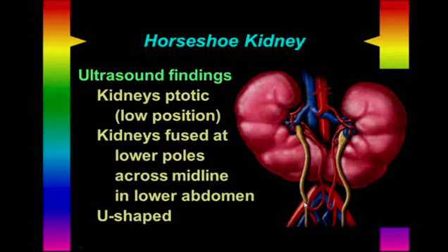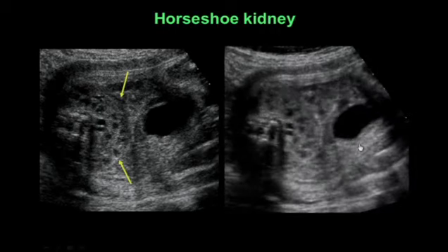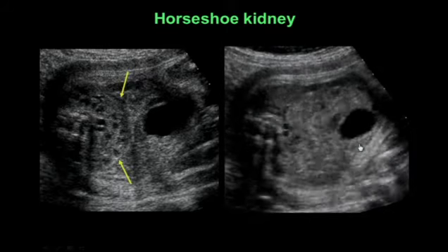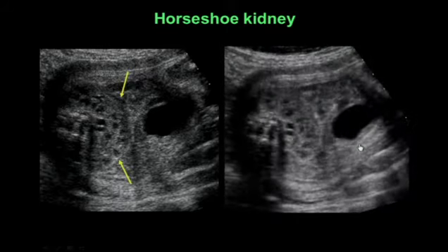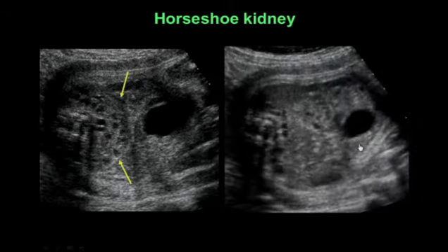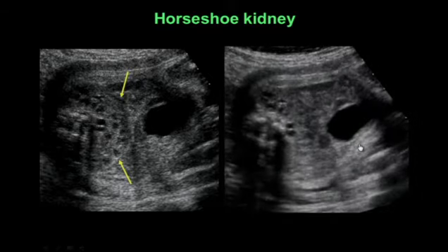With the horseshoe kidney, both kidneys are ptotic, that is, in a lower position in the fetal abdomen, and they're fused at their lower poles across the midline in the lower abdomen, so that they have a U-shape, as we can see here on the diagram. This can be a difficult diagnosis to make because when we scan from the back of the fetus, we will see a kidney on either side of the spine, so we may not notice that they are fused across their lower poles.